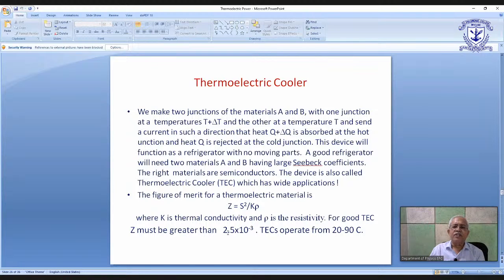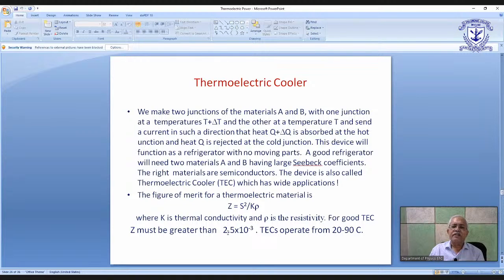The beauty of this device is there are no moving parts. You should compare this device with a domestic refrigerator which you might be using in your homes. In such a refrigerator, you have a compressor and then you have a working gas, freon, and by compressing the freon, the refrigerator is made to generate a cold environment within the refrigerator. But the refrigerator throws out a lot of heat which you feel when you touch the rear of the refrigerator.